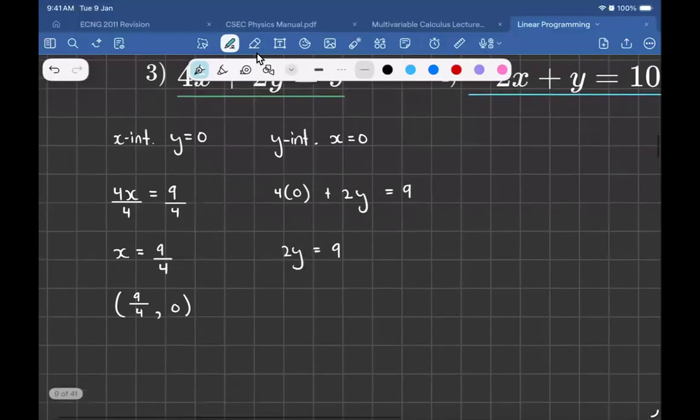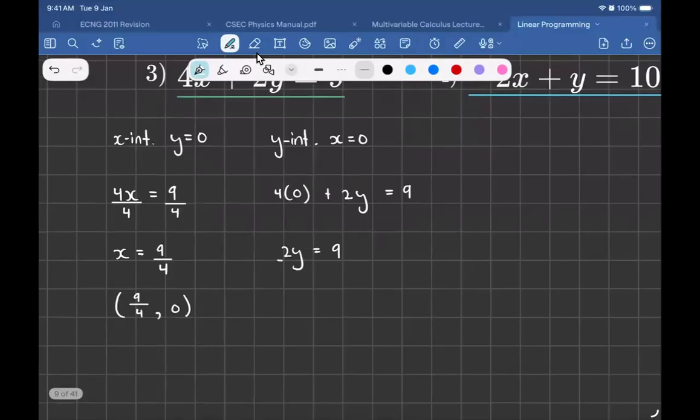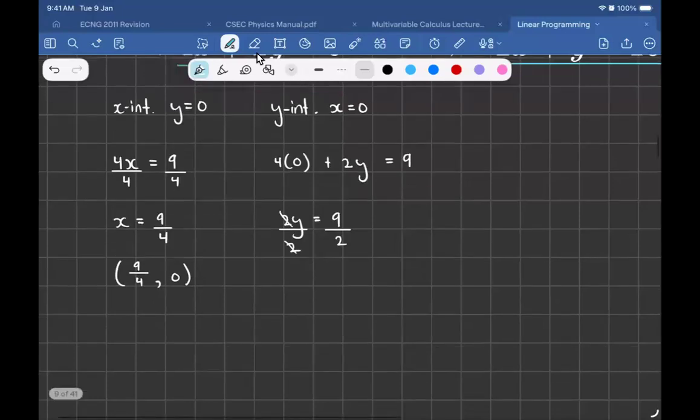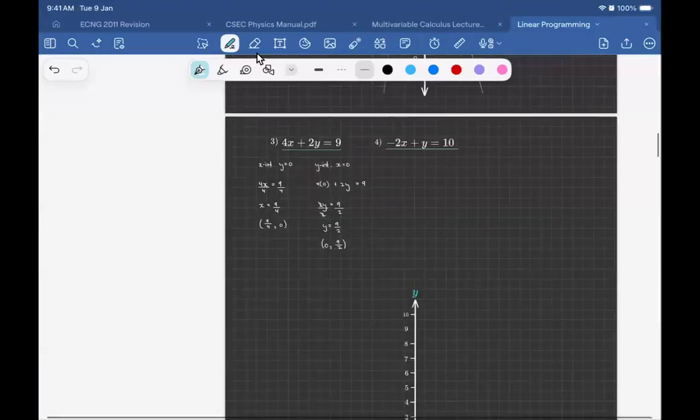What's next? Divide both sides by 2. Right? So y is equal to 9 over 2. Right? So what's the point? 0, comma 9 over 2. Okay, nice. Let's do the sketch now.